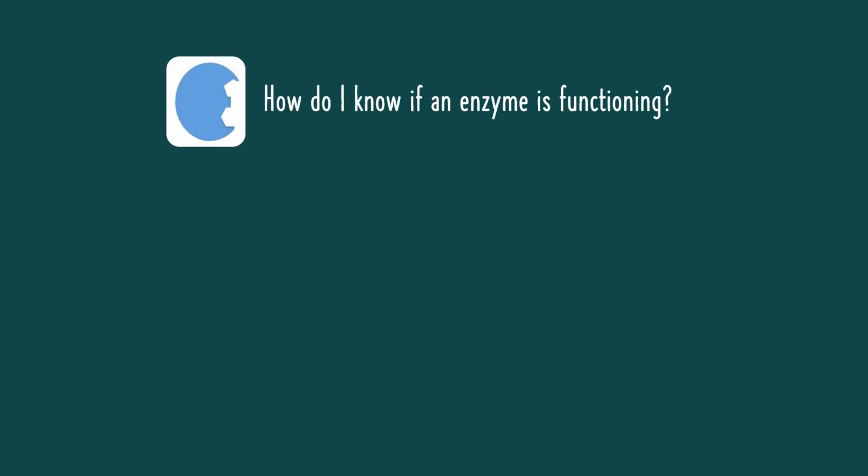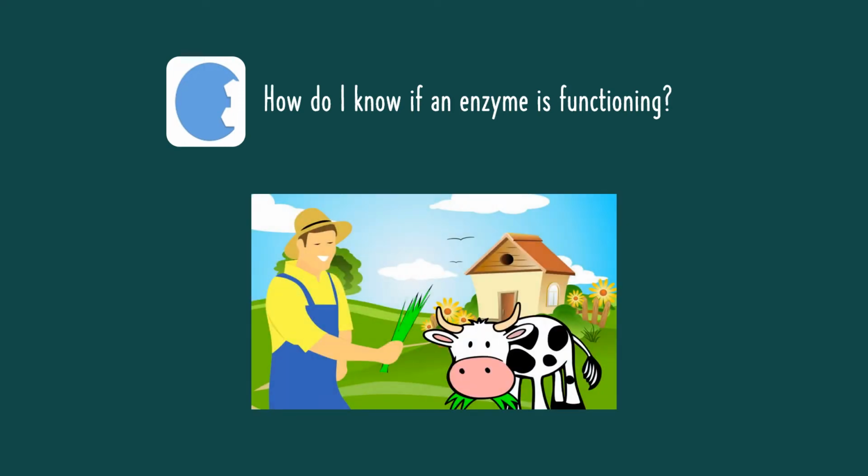Given that different environmental conditions could potentially denature my enzymes, how do I know if an enzyme is still functioning? Let's return to our indelicate analogy. Imagine the lab scientist is a farmer feeding the cow enzyme its substrate, grass. If the cow enzyme is functioning, that grass will be converted into cow pies, the products of this chemical reaction.